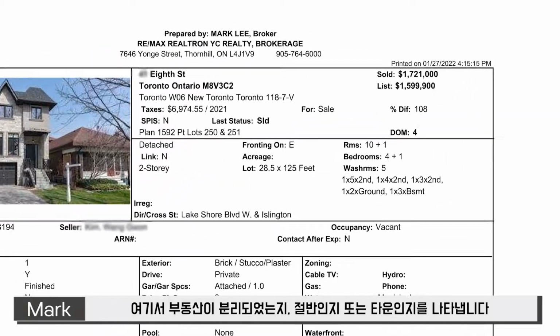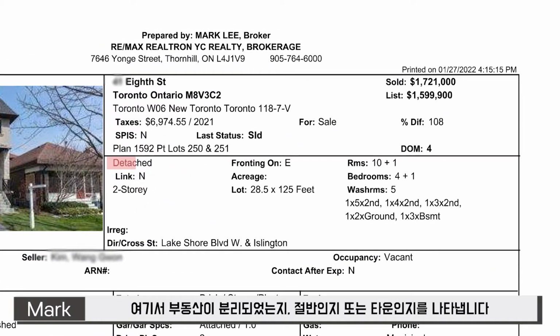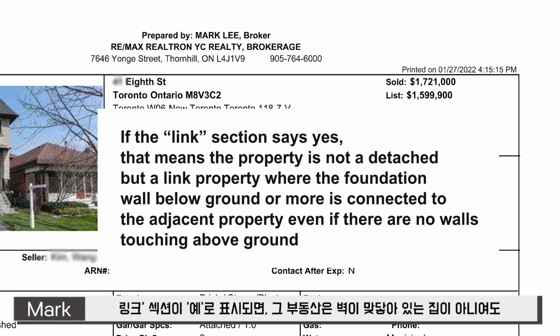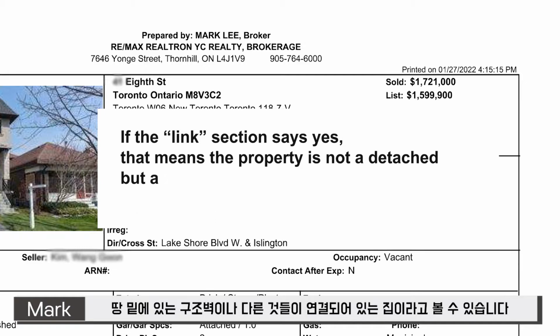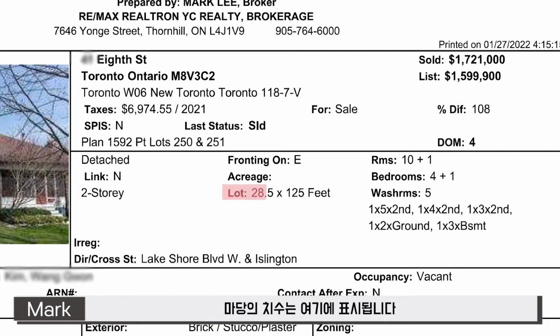This is where we indicate whether the property is detached, semi, or towns. If the link section says yes, that means the property is not a detached but a linked property where the foundation wall below ground or more is connected to the adjacent property, even if there are no walls touching above ground. The lot dimensions are indicated here.